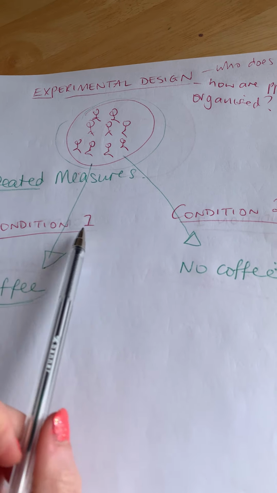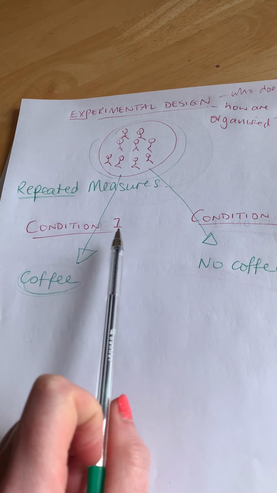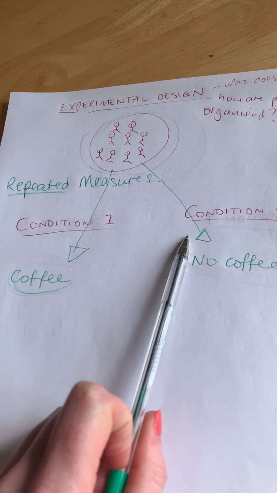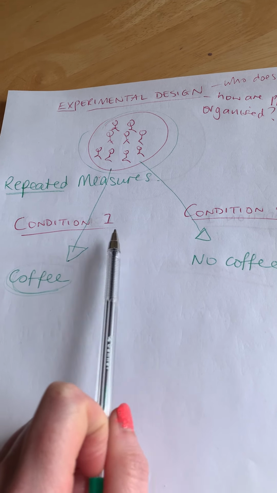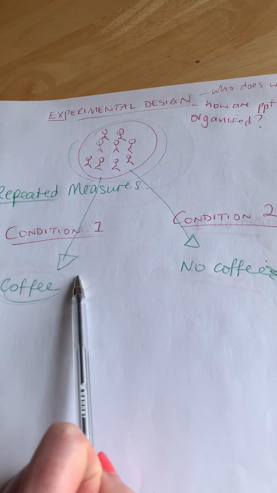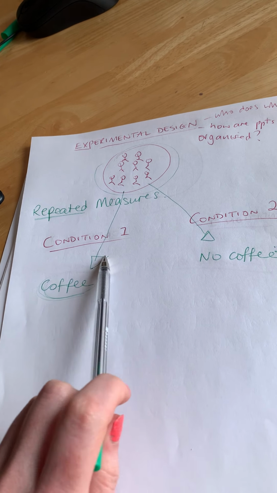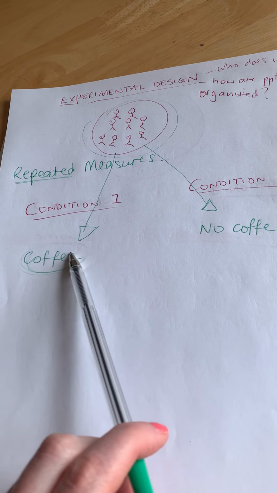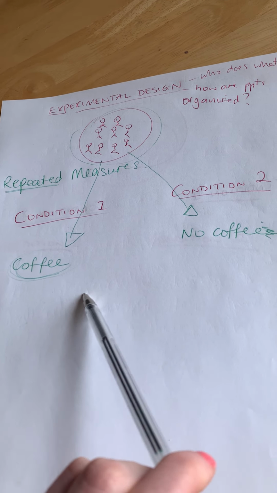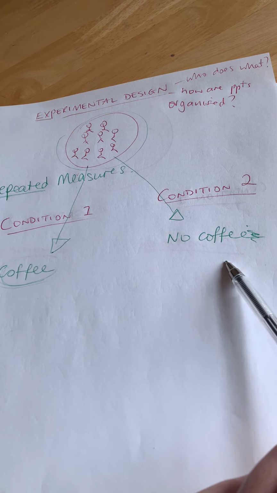So that's what we mean by condition 1 and condition 2. If you think of your IV, the different conditions, what's changed from one condition to the other, what are we actually investigating? So with a repeated measures design, all participants will do condition 1 and the results will be recorded. And then they will all move to condition 2 and the results will be recorded.